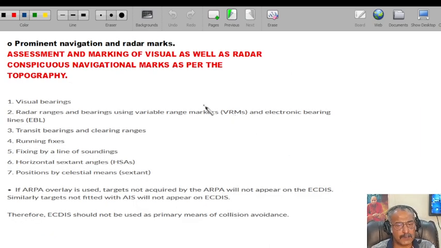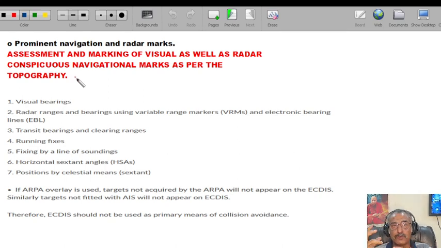Last topic for this part 1 is prominent navigation and radar marks. Assessment and marking of the visual as well as radar conspicuous navigational marks as per the topography. Now when the passage plan is made, the second mate and the master should pay attention, as per the topography of the area where you're traversing, especially during the coastal passage. You have a mountain, you have a cathedral, you have some other conspicuous target, you may have leading lights.